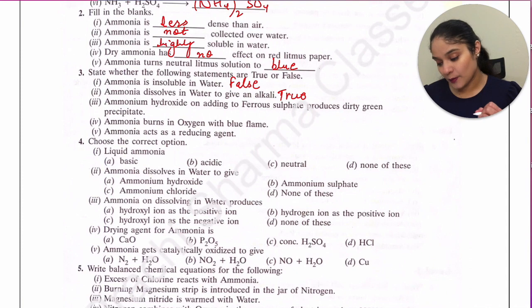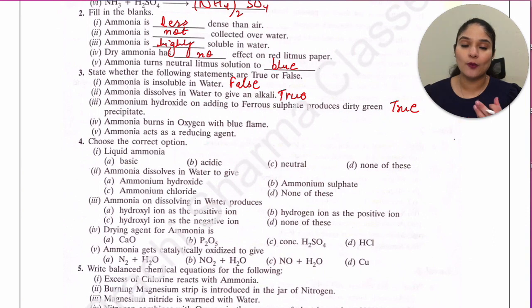Next question: ammonium hydroxide on adding to ferrous sulfate produces dirty green precipitate. This is true. This is a question from analytical. In analytical you also cover this portion, in which you discuss various tests with ammonium hydroxide and the different precipitates that you get.